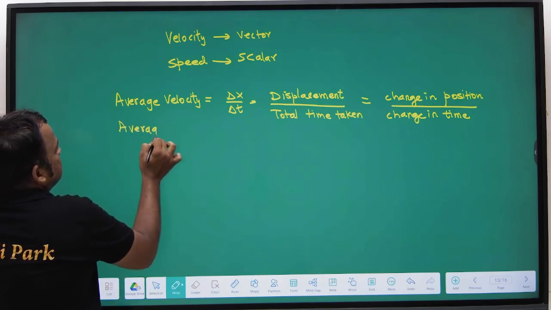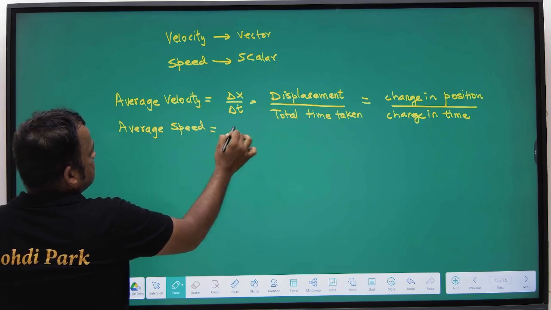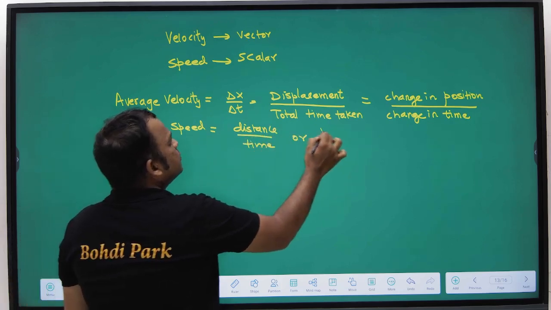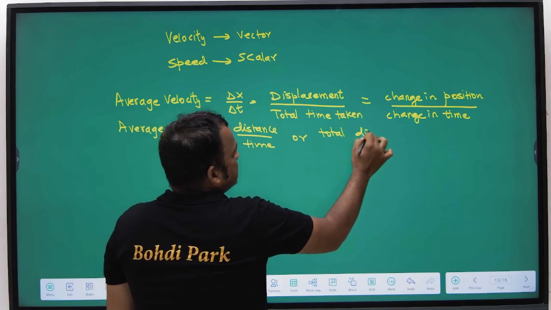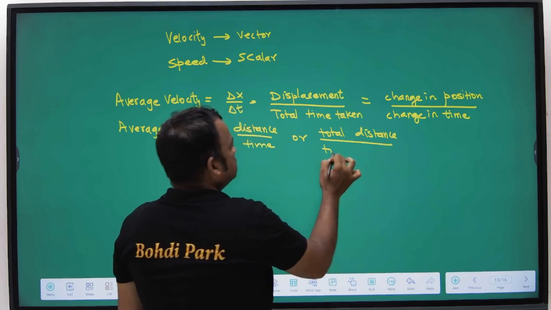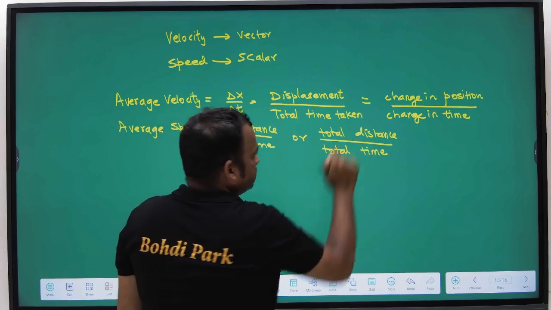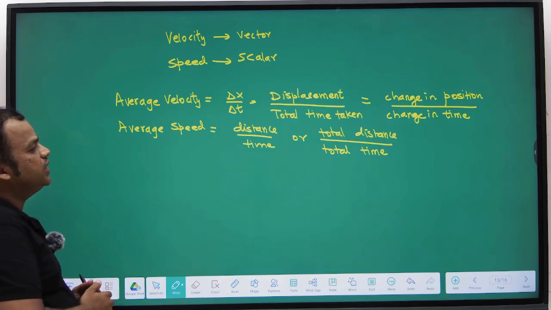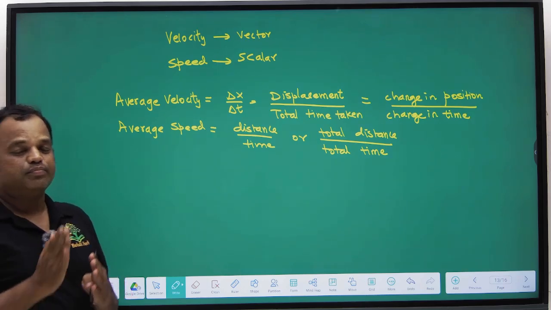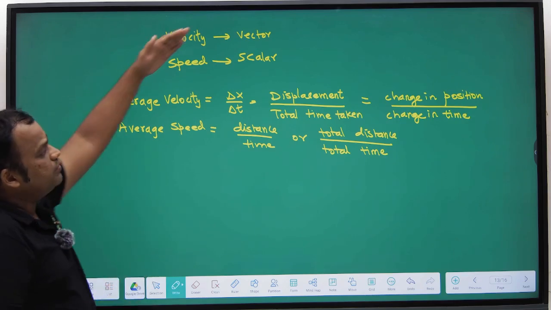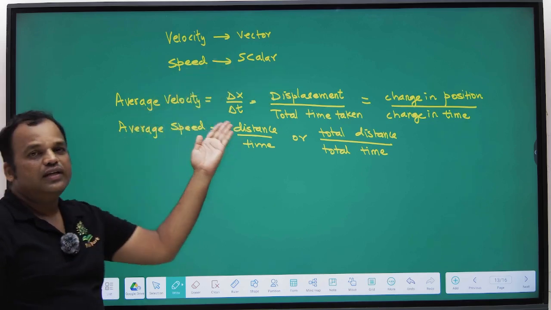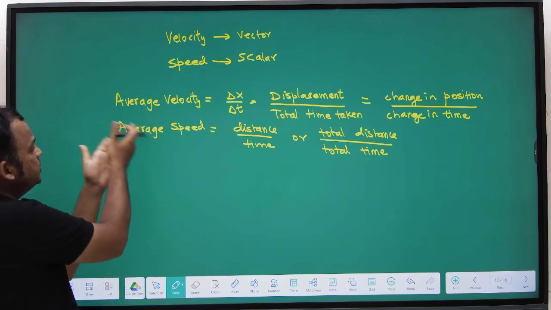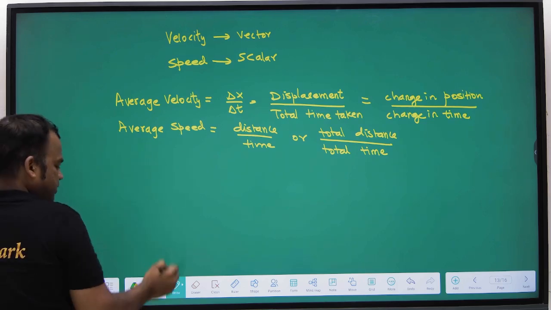Then we have average speed. It is given by distance by time. We can also say total distance by total time. So when it comes to average velocity and average speed, you have to understand the difference of displacement and distance. For average velocity, we consider displacement. For average speed, we consider distance. We'll see some examples to understand the difference between these two when you do calculations.